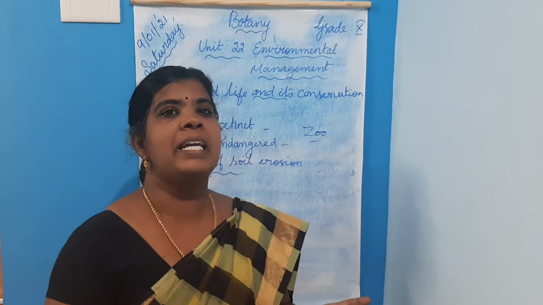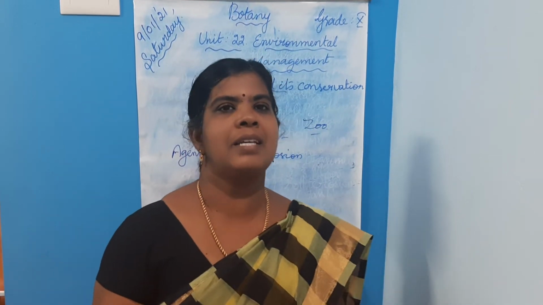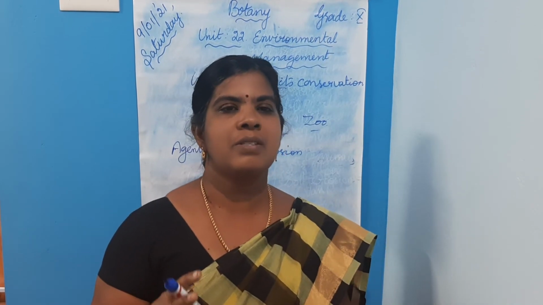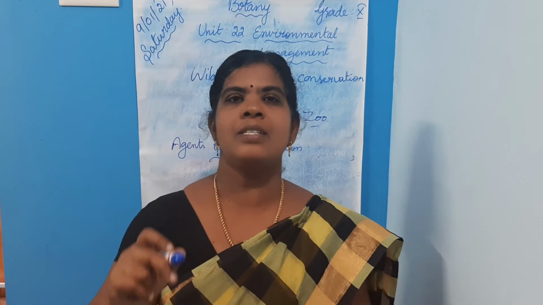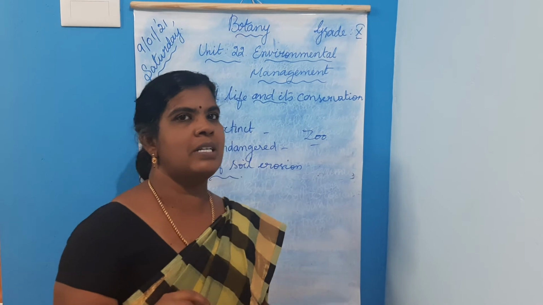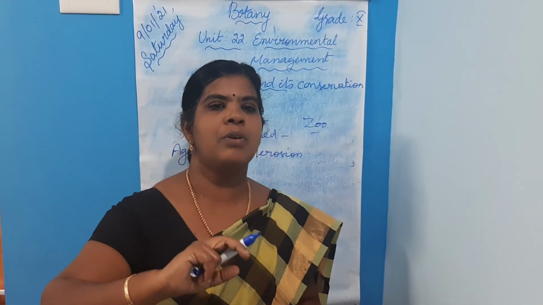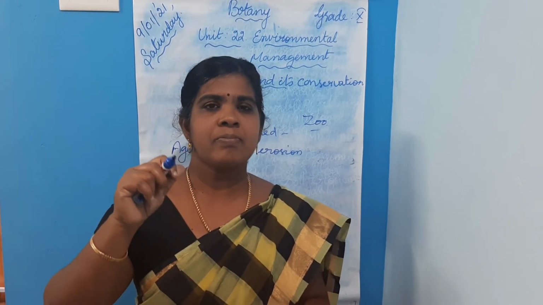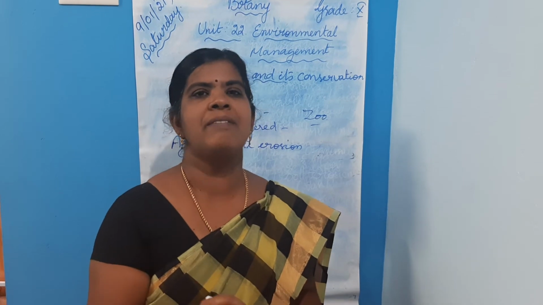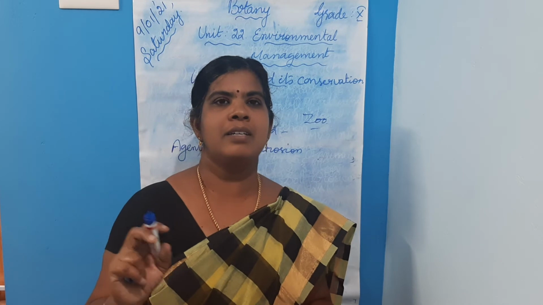Next, wind speed can be controlled. The wind speed can be controlled by planting more trees. These are the methods to prevent soil erosion. Children, you all know what is soil erosion, isn't it? Removal of topsoil, that is soil erosion. And what are the factors that cause soil erosion, and then how to prevent soil erosion. So we should not allow the soil to erode.